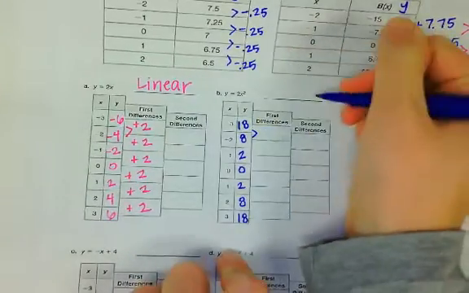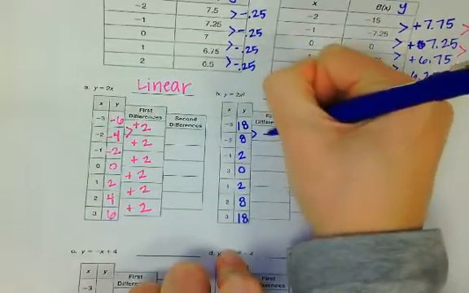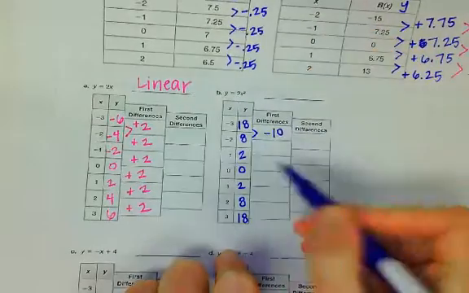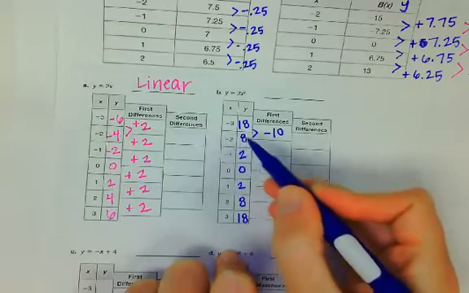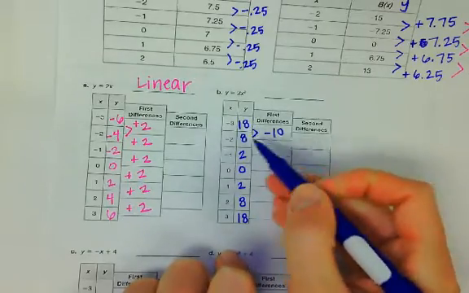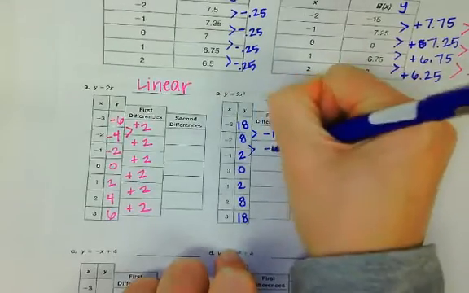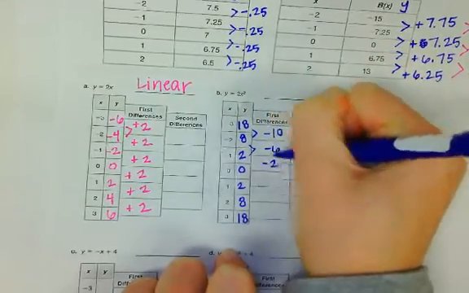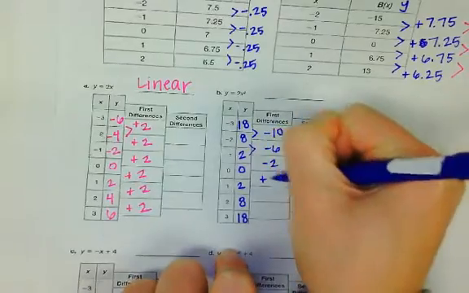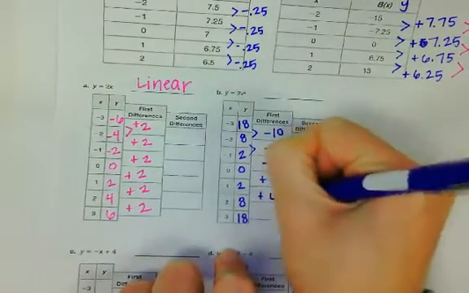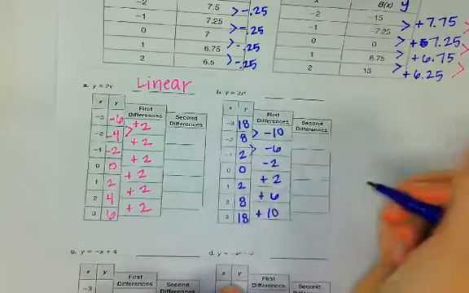And then I'm going to find the difference here. It looks like it subtracted 10 to get from 18 to 8. Remember, you can work backwards. If you do 8 minus 18, it'll tell you the difference. Then here it's subtracting 6, subtracting 2. Then all of a sudden I'm adding, so adding 2, adding 6, adding 10.